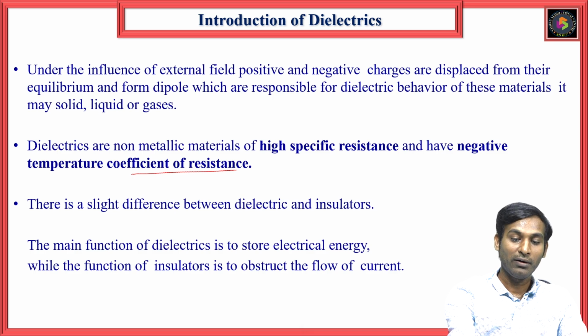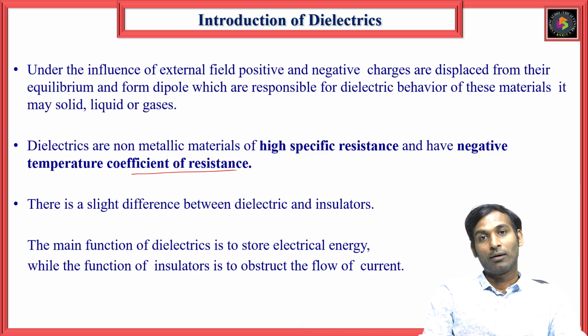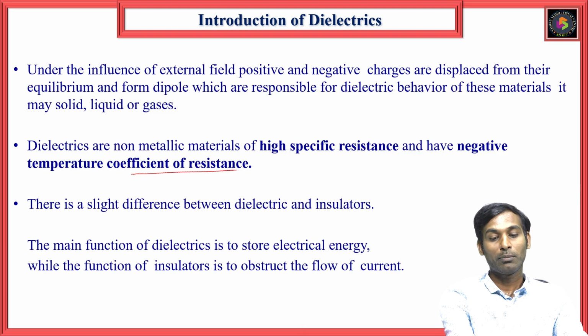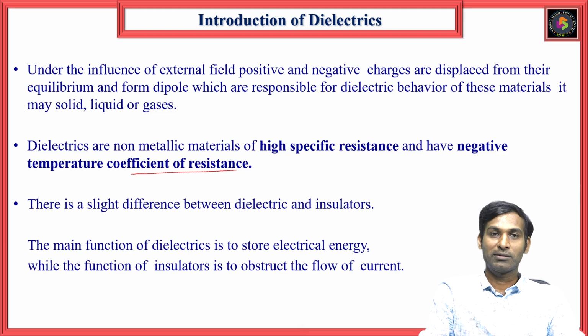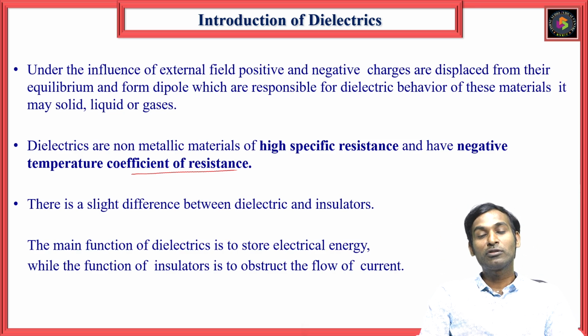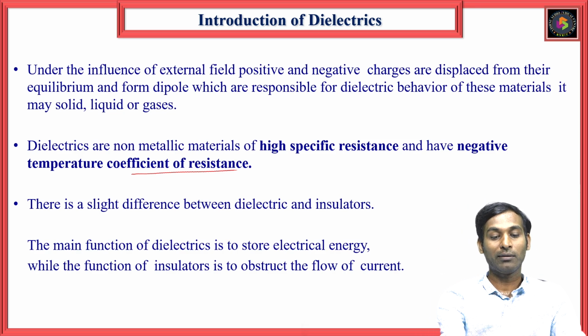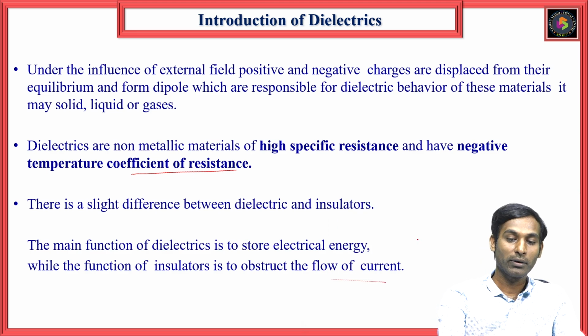So there is a slight difference between a dielectric and an insulator. The main function of a dielectric is that it stores electrical energy. For example, a capacitor is an energy storage device. Like that, a dielectric stores the electrical energy, while the function of an insulator is to obstruct the flow of current. That is the main point here.